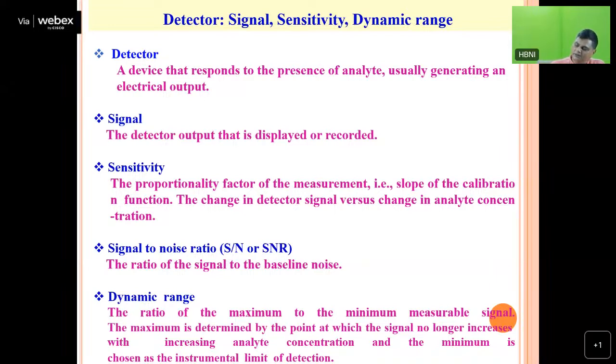Then again, an important question: what is the dynamic range of your instrument? Dynamic range is nothing but the maximum and the minimum. What is the maximum of an instrument? When the signal is no longer increasing with the increase in analyte concentration, that is termed the maximum determination by that particular method, procedure, or instrument. And the minimum is generally considered the instrument limit of detection. That is, the instrument cannot determine values less than that. So that is termed the dynamic range, the range from the maximum to the minimum measurable signal.